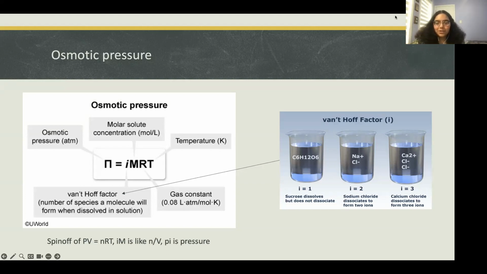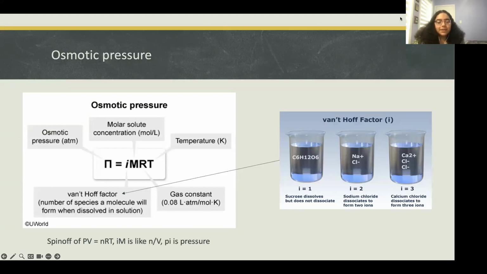So the thing on the right kind of shows it better. Since sucrose doesn't dissociate, that's just one, because it's just going to be the one molecule. But for NaCl, it's going to become Na and Cl when it dissolves. So that would be two, things like that. And then you'll also need the solute concentration, temperature, and gas constant.